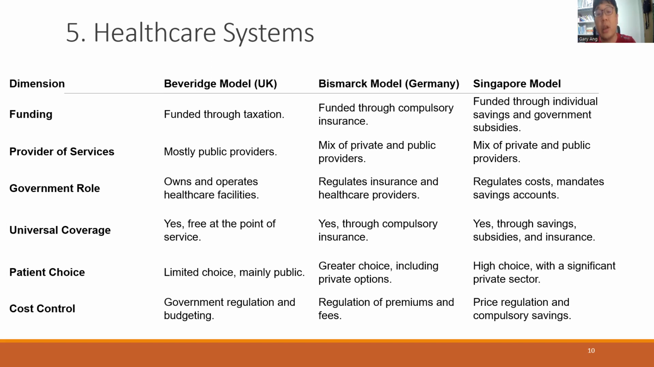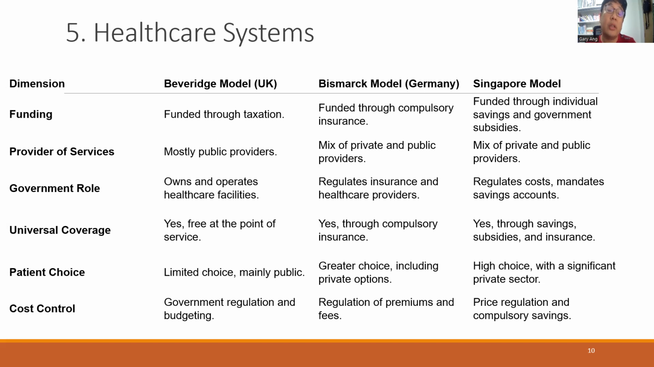Providers-wise, it can be a mix. For a Beveridge model, it's mostly public providers, but of course there are some systems where they can equally establish private providers. For example, in the UK system, most of the primary care is provided by GPs, who are actually sole proprietors, so they are considered private. The Bismarck model sometimes has a mix of both private and public providers, same as the Singapore model, where CHAS, which is the Community Health Assist Scheme, can be used for private GPs, general practitioners, to provide chronic care management.